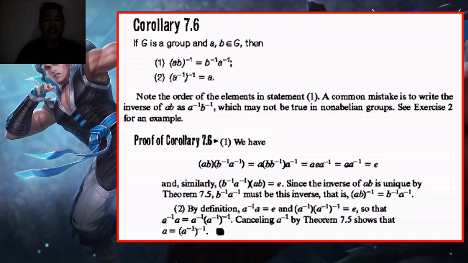Next, Corollary 7.6. If G is a group and A, B are elements in G, then number 1, AB inverse is equal to B inverse A inverse. And number 2, A inverse inverse is equal to A. Okay. Note, class: the order of the elements in statement 1. Note the order of the elements in statement 1.